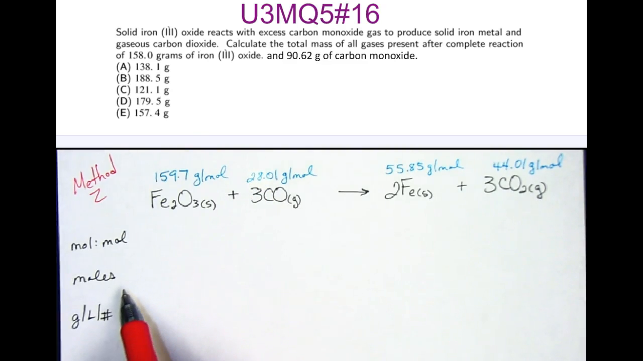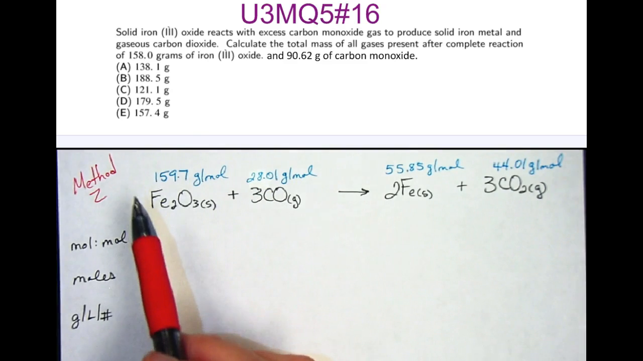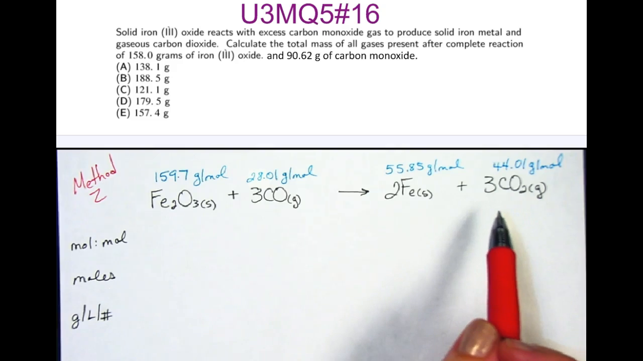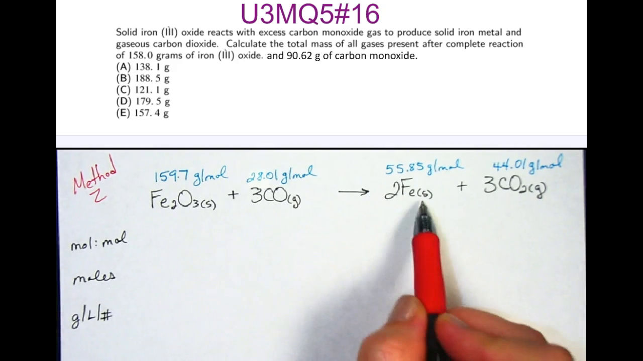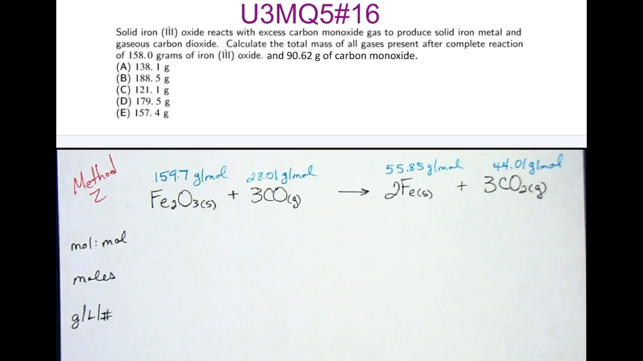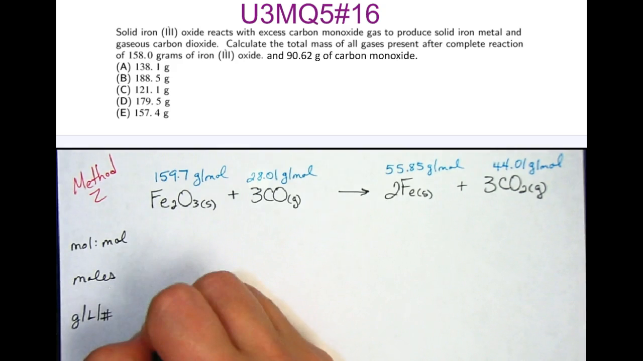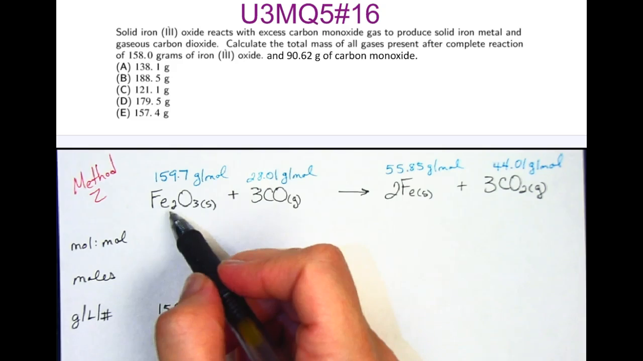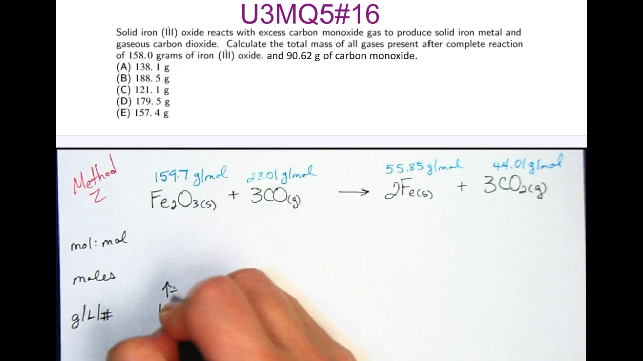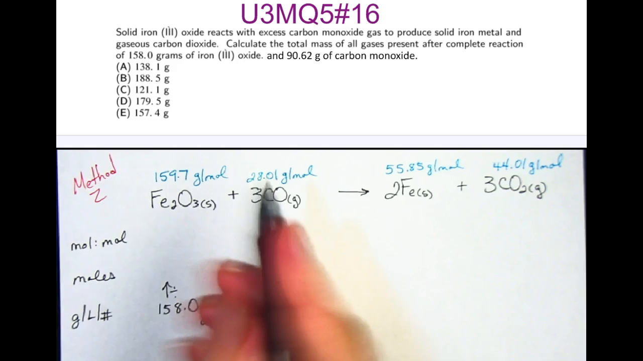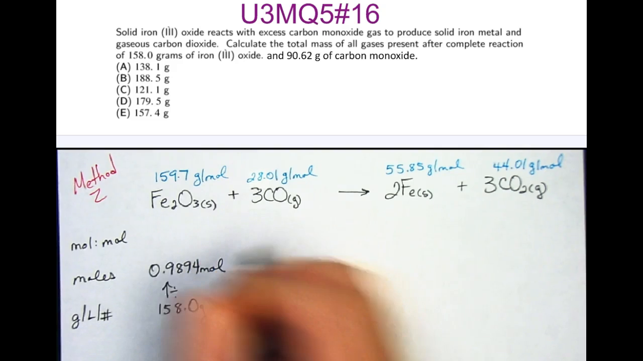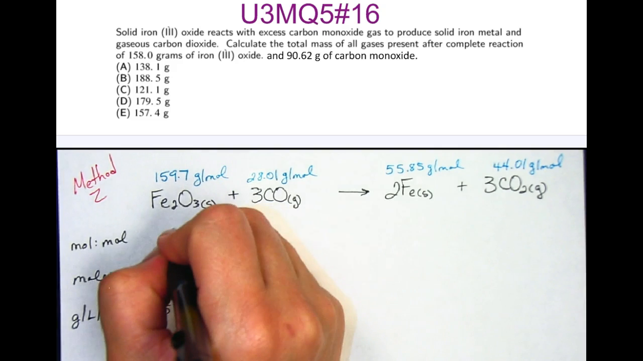So this is the alternate method of how we could solve this problem. We have our equation: iron(III) oxide plus carbon monoxide yields iron and carbon dioxide. We have the phases labeled, solid and gas, and we are given an amount of 158.0 grams of the iron(III) oxide, which I could divide by the molar mass, 159.7, and get the amount in moles, 0.9894 moles. The ratios, which go here, are 1 to 3 to 2 to 3.